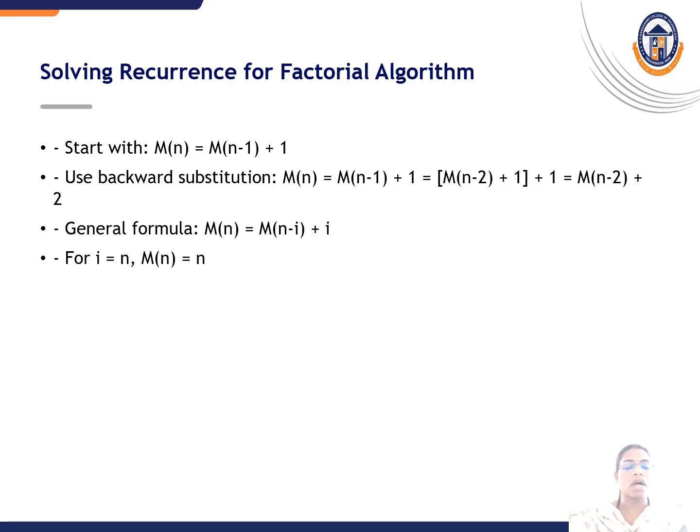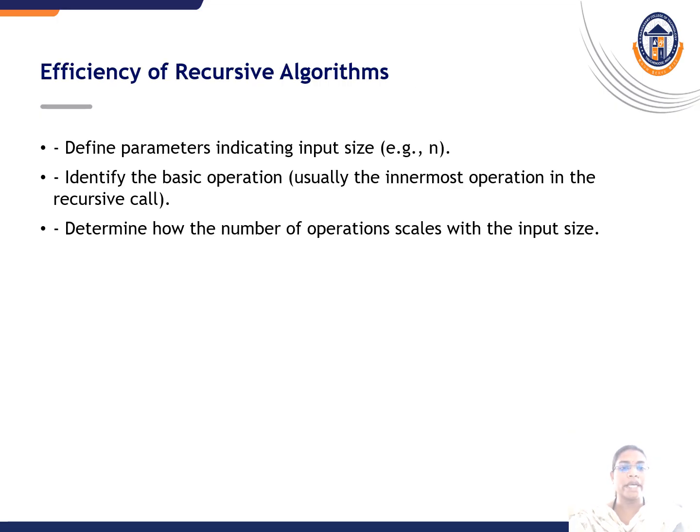Solving the recurrence for the factorial algorithm. Start with M(n) = M(n-1) + 1. Use backward substitution. So M(n) = M(n-1) + 1, which is equal to M(n-2) + 1 + 1, M(n-2) + 2. The general formula for this recurrence relation is M(n) = M(n-i) + i. For i equal to n, M(n) = n.